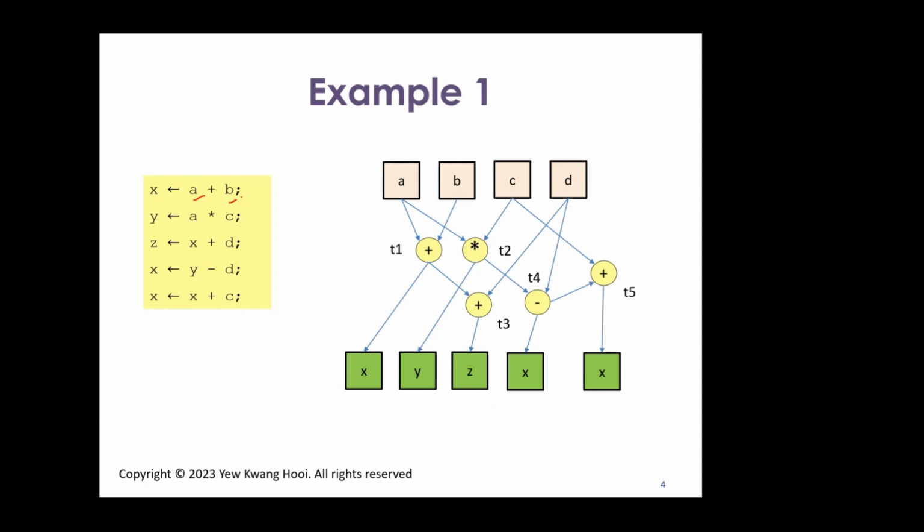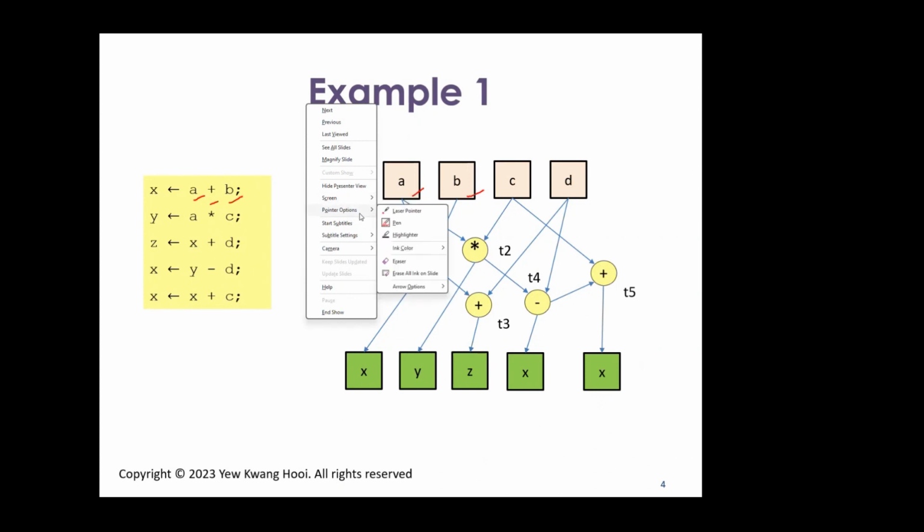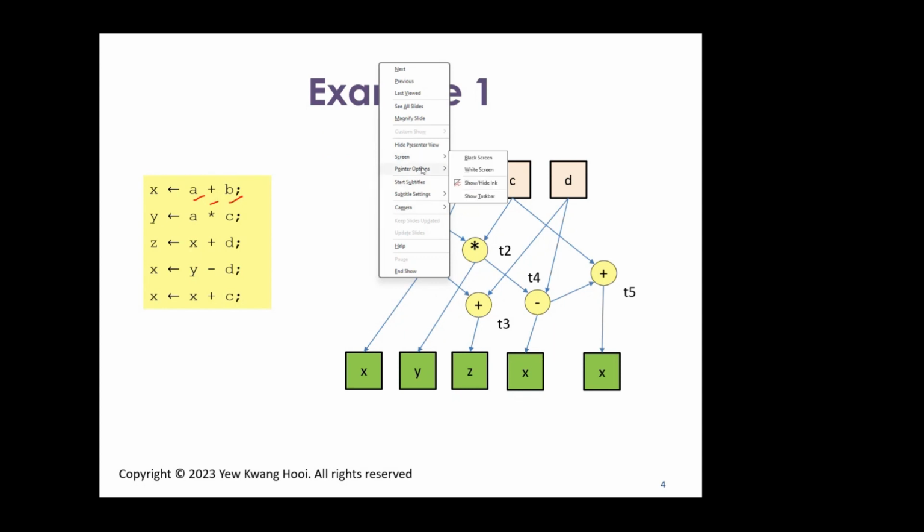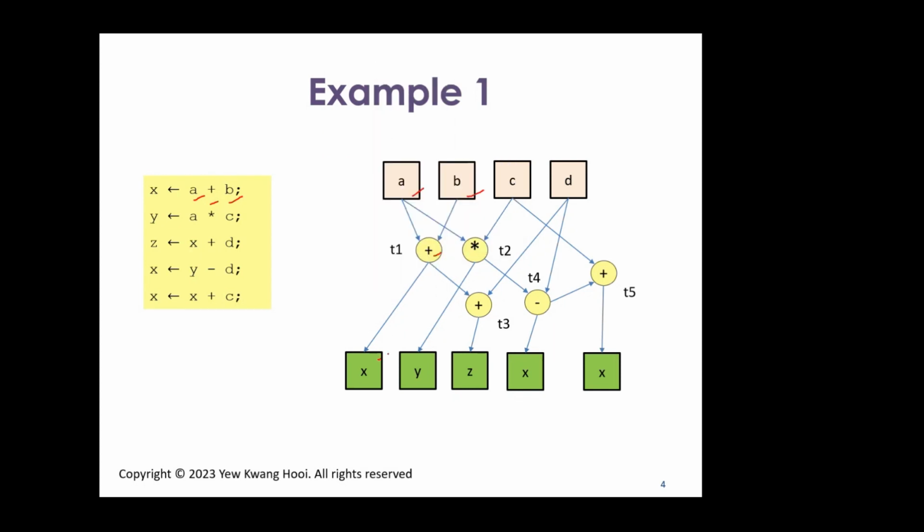Okay, A, B. These are the input variables. Put A first, then B. So what happened? A plus B. A plus B gives you the value X, right? So we store the value inside the output variable. You see that? Okay, so we store it inside X.